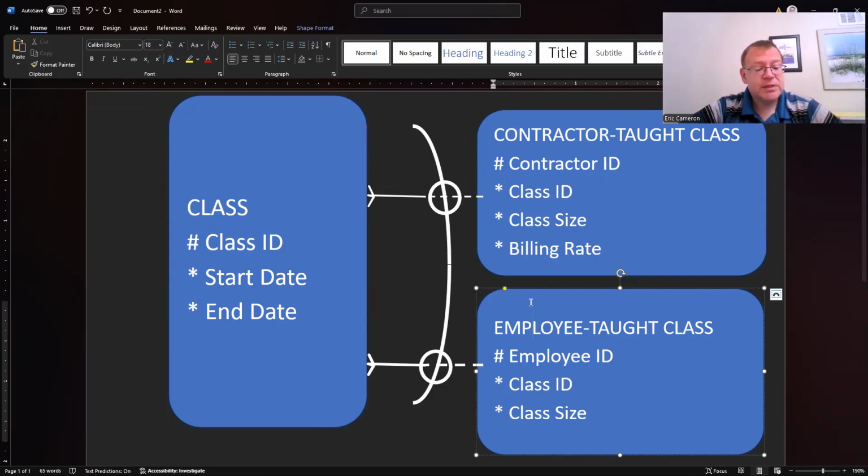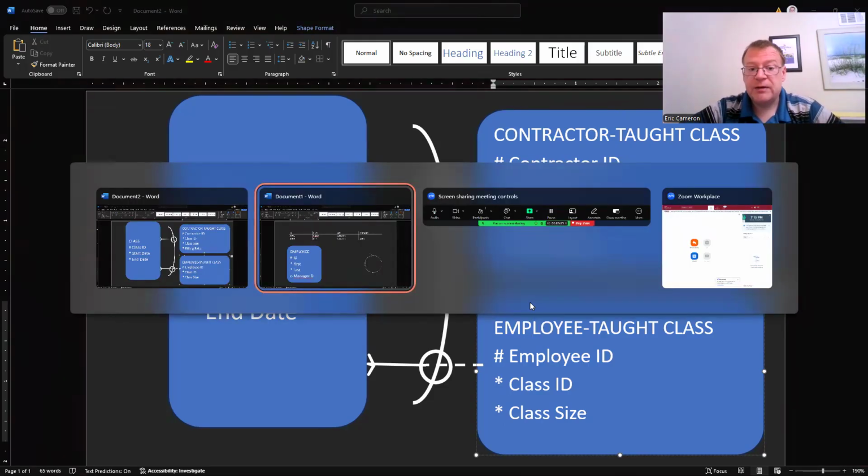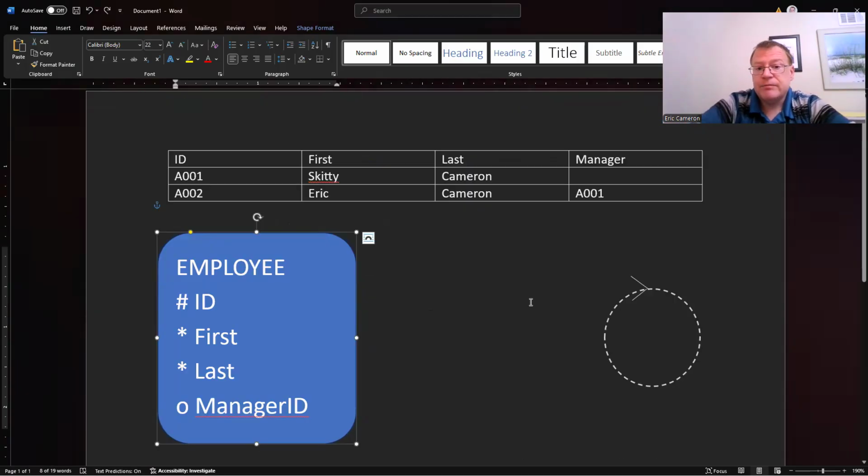Now, the second part of the chapter, the sections here, talk about hierarchical and recursive relationships. And I wanted to hit the recursive relationships a little more, just because that's something that is a little more common. So let's say we have an employee table. We have an employee ID, first and last name, and a manager ID, keeping it simple here.